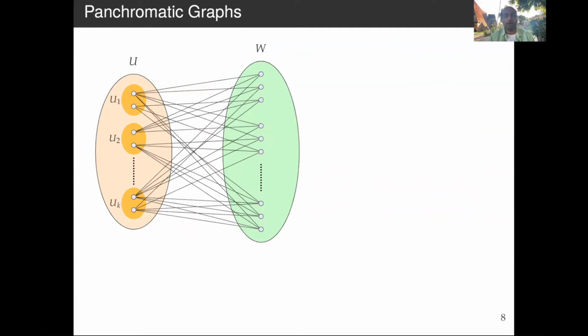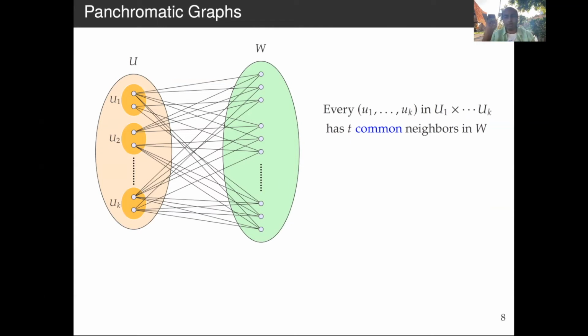Panchromatic graphs are bipartite graphs with two sides. On the left side, you have U1 to Uk, so the vertices are partitioned into k color classes. And on the right side, you have W. For the rest of this talk, I will consider the size of each Ui to be the same and equal to n. What we want from these bipartite graphs is that every k-tuple that you take, one from each color class, has exactly t common neighbors in W.